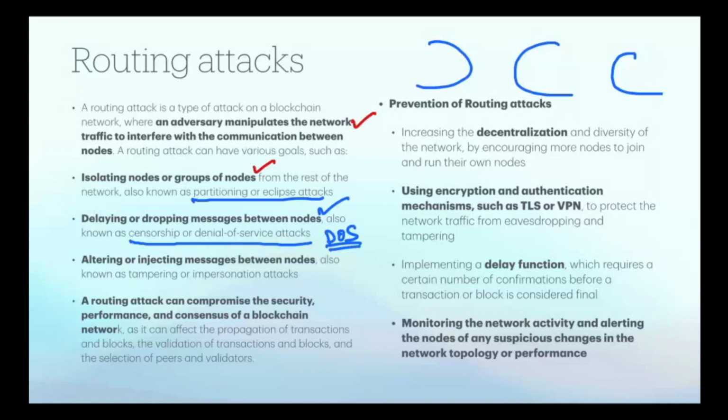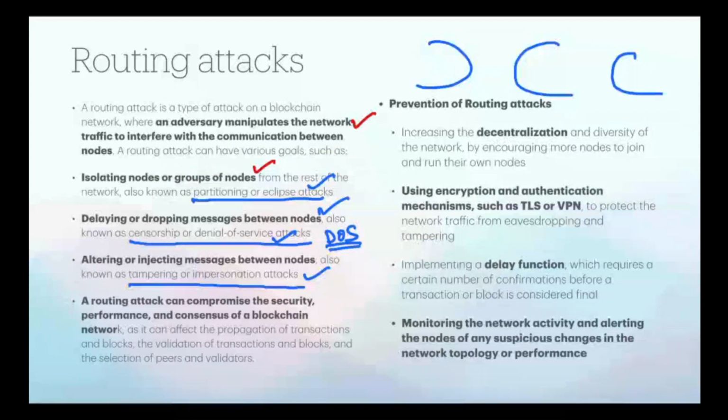Then altering or injecting messages between nodes, also known as tampering or impersonation attacks. So generally we call it impersonation attacks, and here we have denial of service attacks, and here we have eclipse attacks. So these things happen. Impersonation attack means injecting or altering messages between nodes. Altering means that instead of one message, the attacker nodes send different messages. So the messages are completely altered.